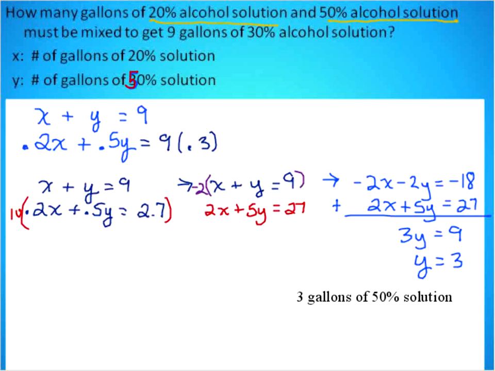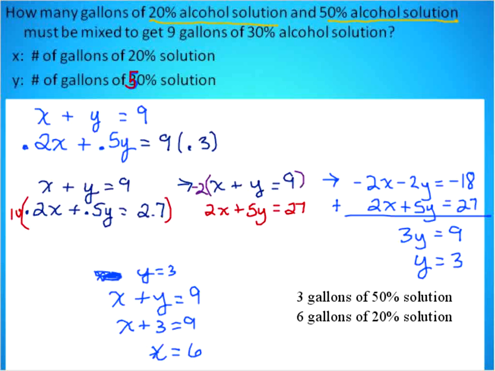And then to find the other one, I just simply substitute it into the x plus y equation. X plus y equal to 9. We know y is equal to 3. So substitute that in. X plus 3 equal to 9. And x is going to be 6. So there are 6 gallons of 20% solution. I don't know why I have 30 stuck in my head.